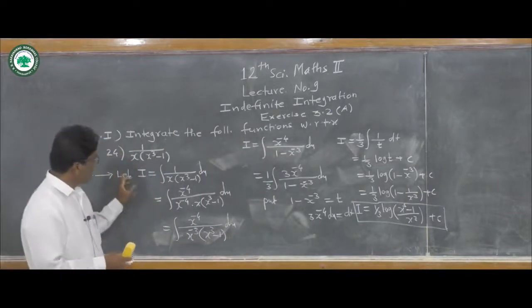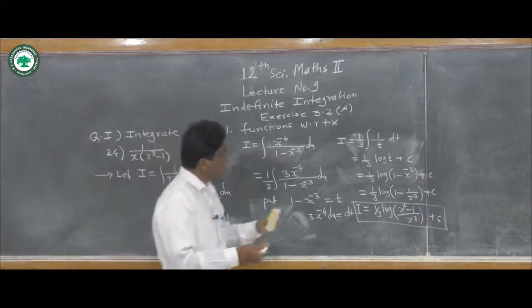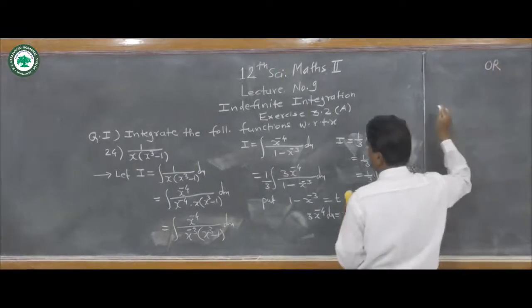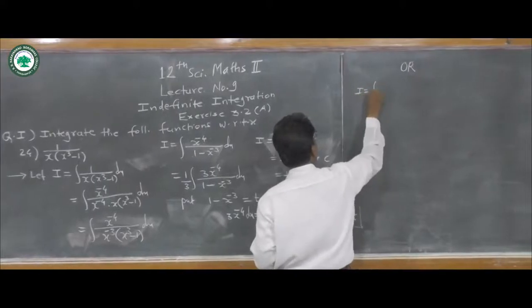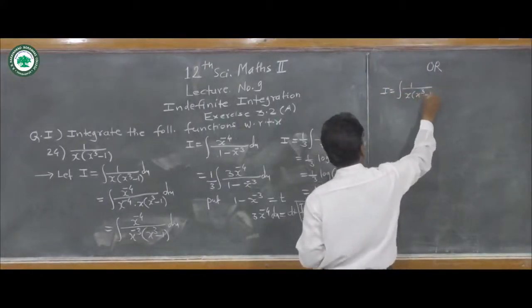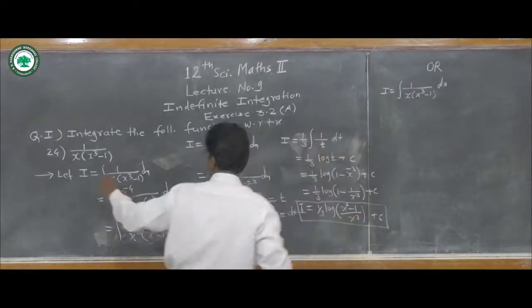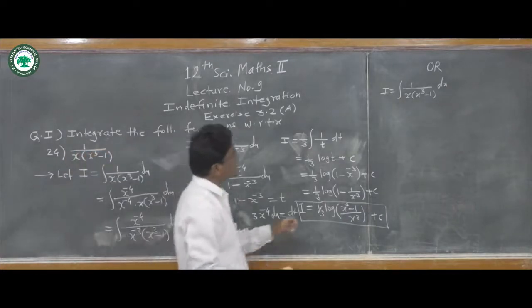Now this problem we can solve by another method also. Suppose we solve this by a second way like this. We call the given problem I is equal to integration of 1 upon x into x cube minus 1 dx. Problem is 1 upon x into x cube minus 1 dx.